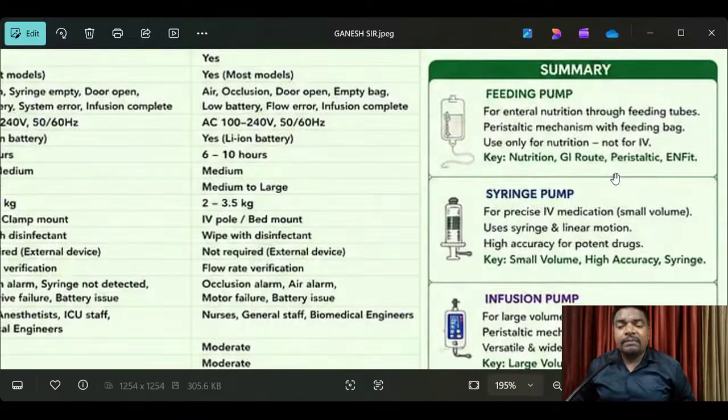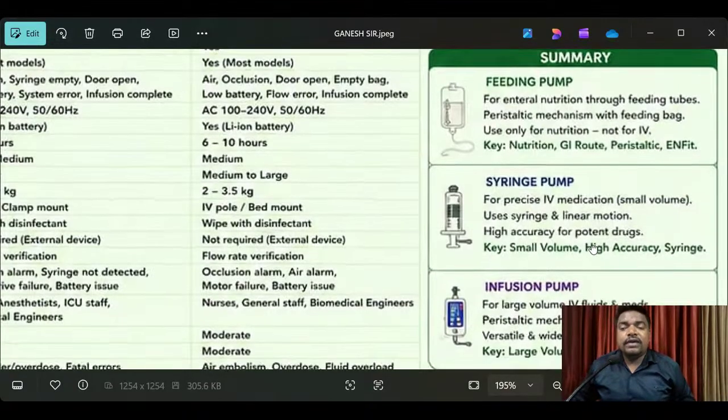Because whenever you get a complaint, we don't know what complaint might come, we should be careful and brave. We should be active, nothing to worry, no need to fear, and don't panic. Please keep quiet. And see here, now come to the point. Syringe pump is for precise IV medication, small volume, using a syringe with linear motion and high accuracy for potent drugs. Small volume, high accuracy, syringe. These are the syringe pump's purpose.